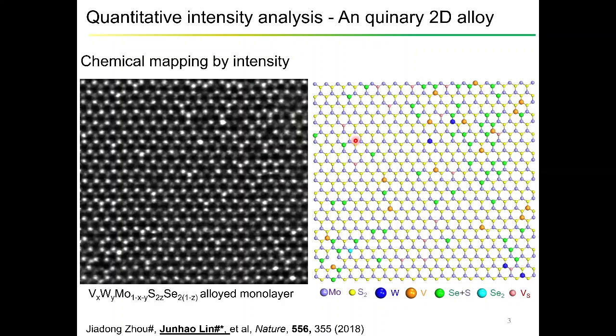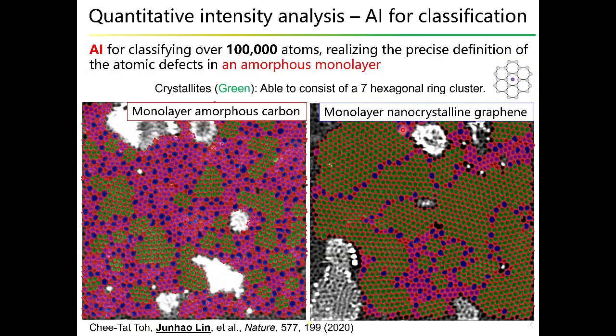And if the atoms become really, really numerous, then by just eye catching or hand counting or label counting, it's a little bit time consuming. So we introduce a machine learning model. That is AI. The AI for science, it's a very hot topic, right? So we introduce an AI model for classifying a lot of atoms in an amorphous monolayer. Okay, so we compare a monolayer amorphous carbon and monolayer nanocrystalline graphene.